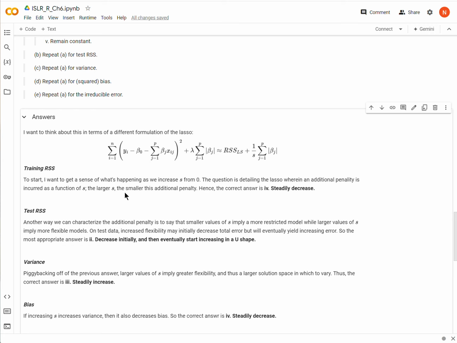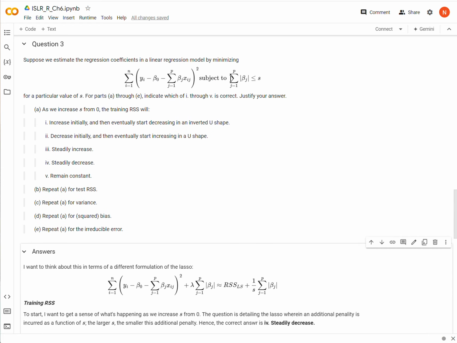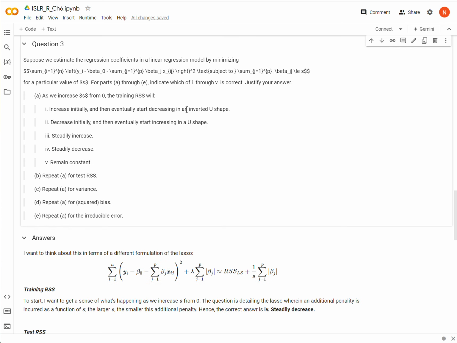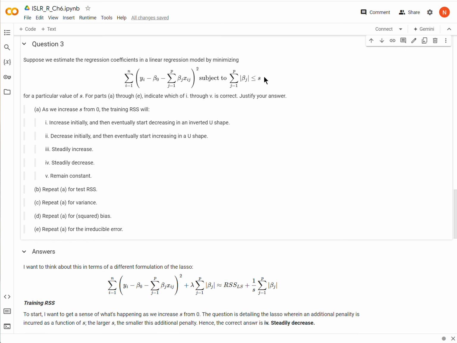So let's piggyback off of what we were just talking about with the training residual sum of squares. One way to conceptualize what's happening here is that as s gets bigger, the model is becoming more flexible, because the penalty is getting smaller and smaller as s gets bigger. So as s gets bigger, the model gets more flexible. As s gets smaller, it gets more rigid.